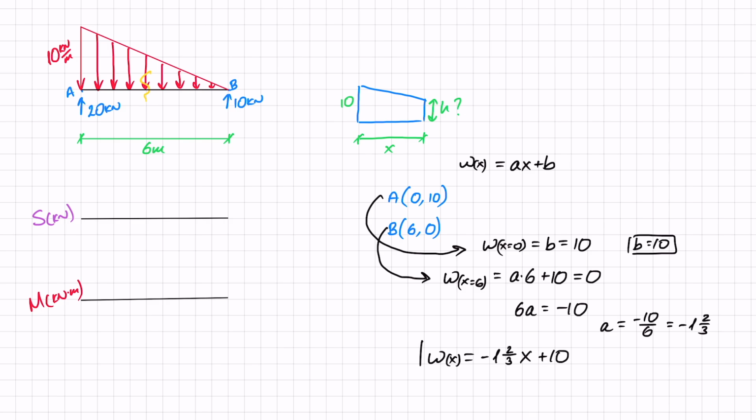And therefore w(x), the function of the load, is going to be minus 1 and 2/3 x plus 10. Now that we've established the load function, we'll use it for the first 2 of the 3 methods that I'm going to show you. In both the first 2 methods, the cut is going to be the same. Let's look at the cut together and then decide how to proceed next.